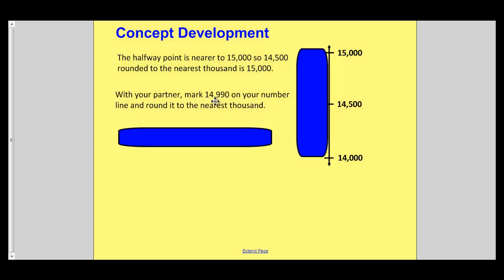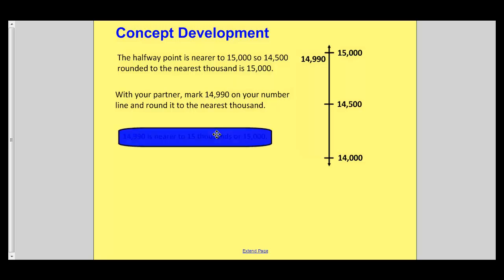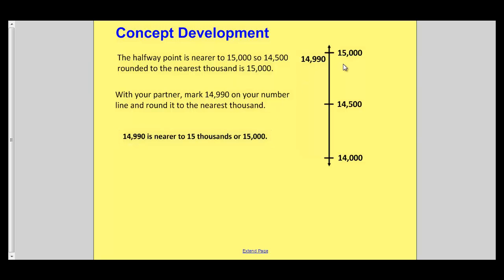You can work with the person next to you, or you can try this one by yourself. I just want you to decide where 14,990 would go on this number line. I want you to pause the video, write it on your number line, and then come back to check. All right, because it's so close to 15,000, it would be way up here. 14,990 is greater than 14,500. So, if we were rounding 14,990 to the nearest thousand, we would say that it is nearer to 15,000.